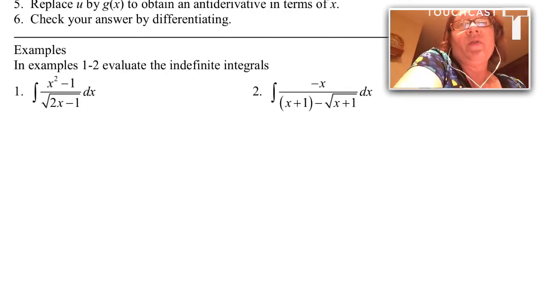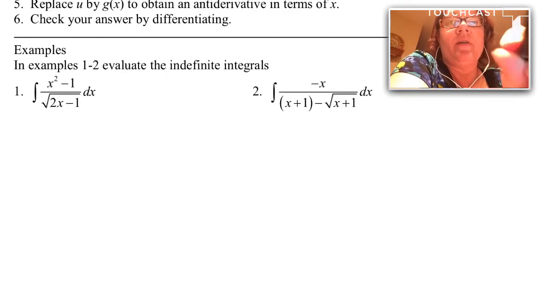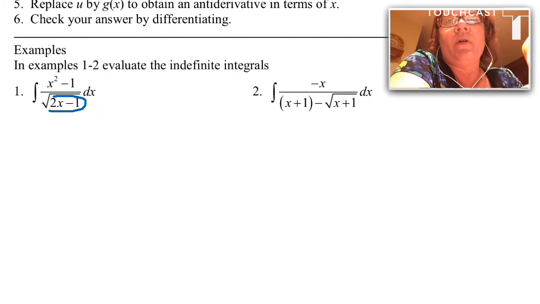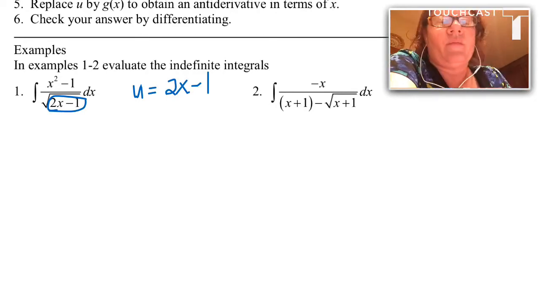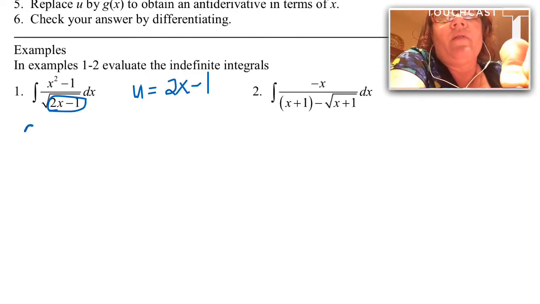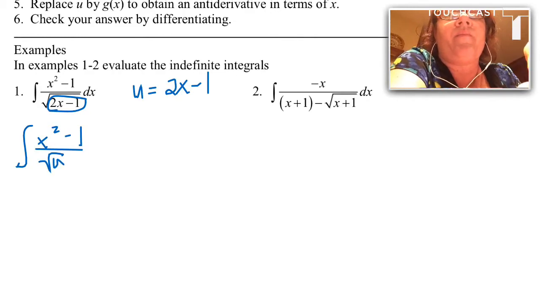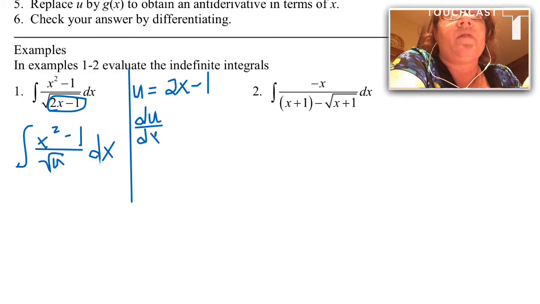So for example, on this first one, out of that list, what I notice is that I have a root. So I'm going to let u equal that stuff inside the root and see if I can make some sense out of it. Which would now cause this to be x squared minus 1 over the square root of u, so I like that better. And I'll need to figure out what the derivative is. Remember, it's with respect to x. And of course, I'll want to solve for du.